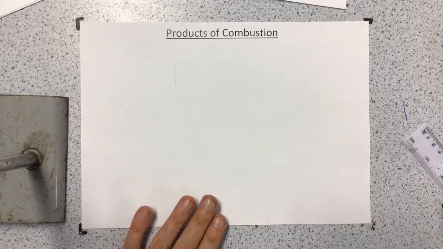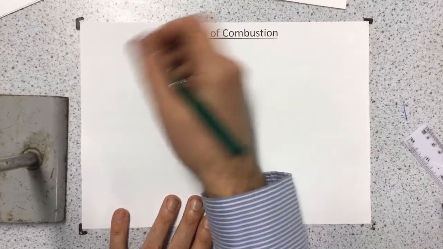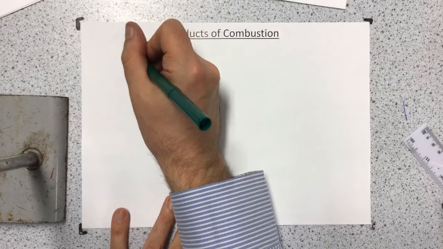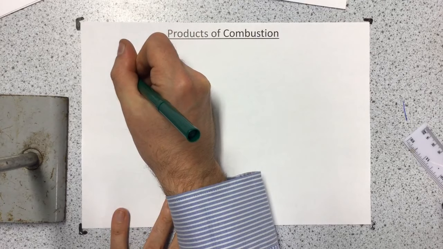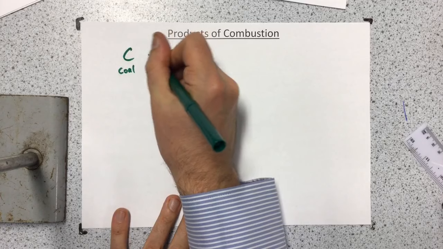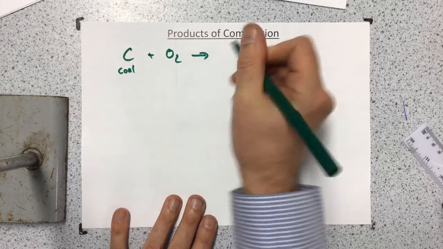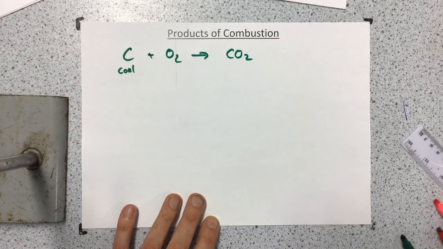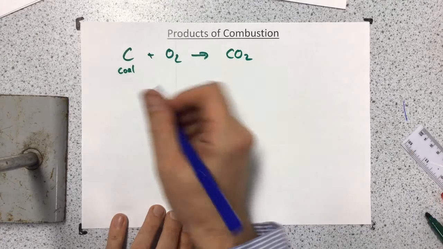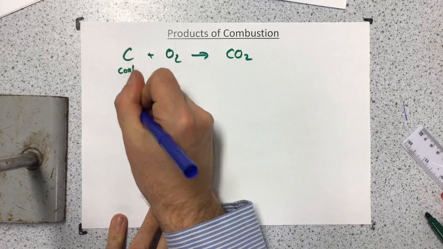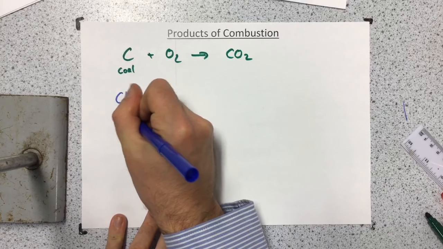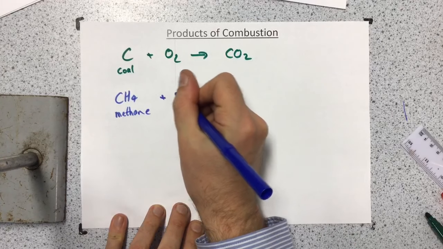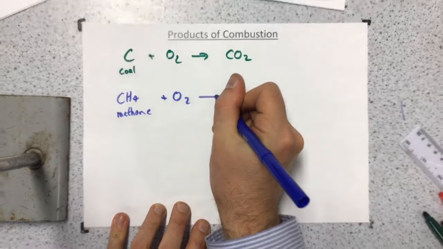So products of combustion, right? Now, we're going to look at combustion in two separate areas here. We can take carbon or coal, and we can burn it, and we can make carbon dioxide. Okay? Now, the second thing we can do is we can take a hydrocarbon, like methane, the gas you use at home, it comes out the gas taps at school. We can react that with oxygen as well.